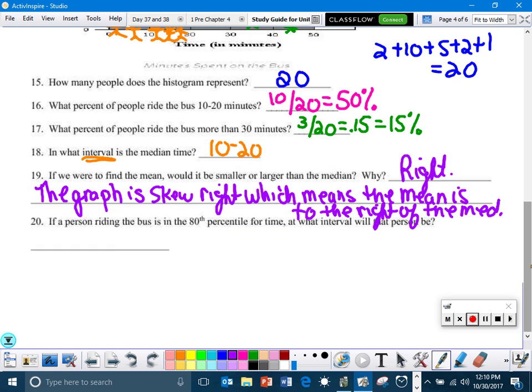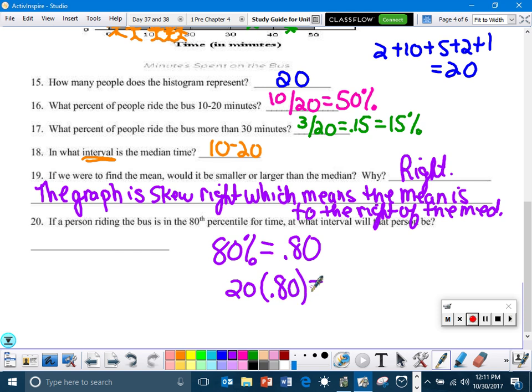Number 20. If a person riding the bus is in the 80th percentile for time, at what interval will the person be? Okay, so 80th percentile. Remember, we changed that to a decimal. Now, there's 20 people riding the bus, so we need to figure out where that person falls. So we take 20 times 0.80, and we get 16. So we are looking for the 16th person.